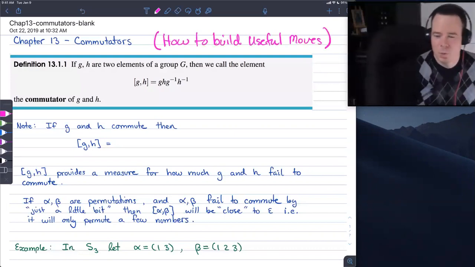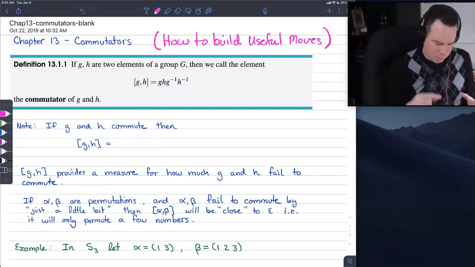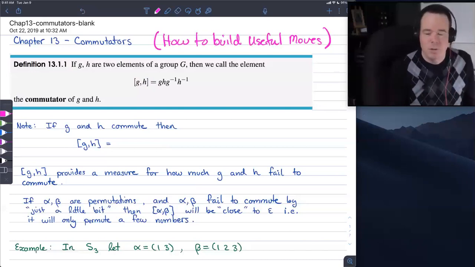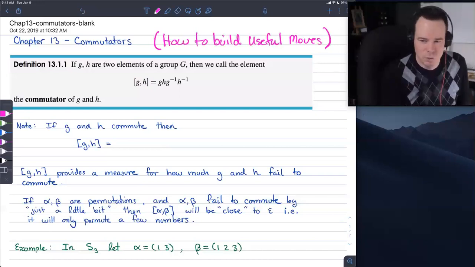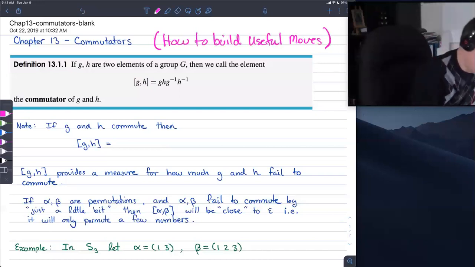So if you're playing around with the Rubik's Cube and you're just like, I need to be able to move this piece here and that piece here and flip this, I don't know how to do that. This is the start of how you learn to build puzzle moves that do useful things. And it all starts with this definition of what a commutator is.